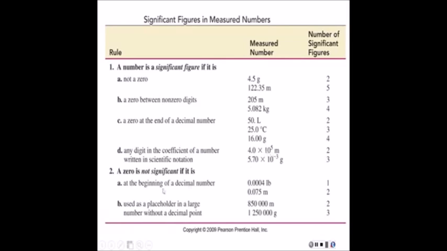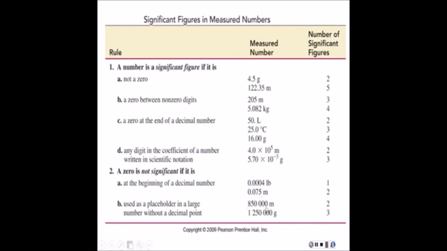And the last rules. At the beginning of a number, if zeros begin a number, those zeros are not considered to be significant. They just needed to write the number. So the one significant figure here is the number 4. The 7.5, that's 2 significant figures.